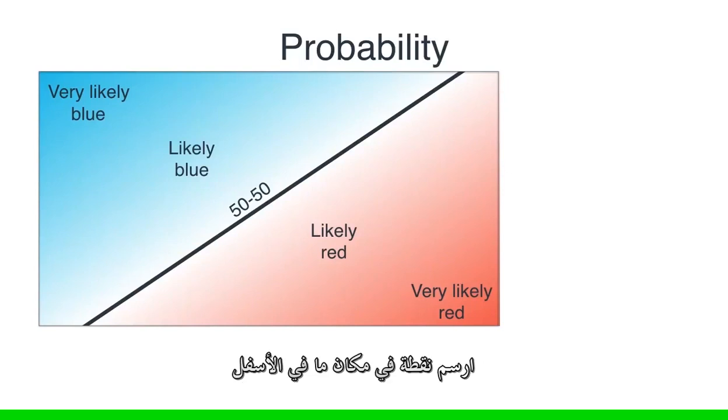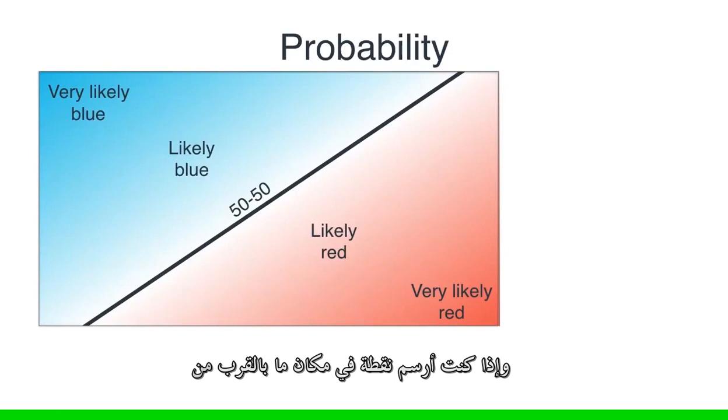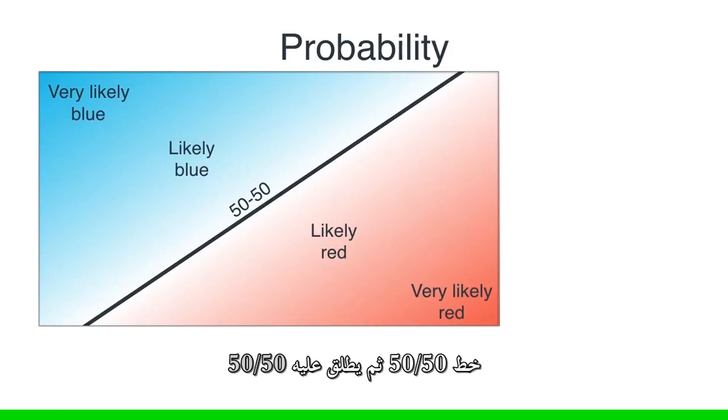If I plot a point somewhere in the bottom right, it's very, very likely to be red. And if I plot a point somewhere close to the 50-50 line, then the probabilities are 50% that it's blue and 50% that it is red. So that's a probability function. And how do we build a probability function?